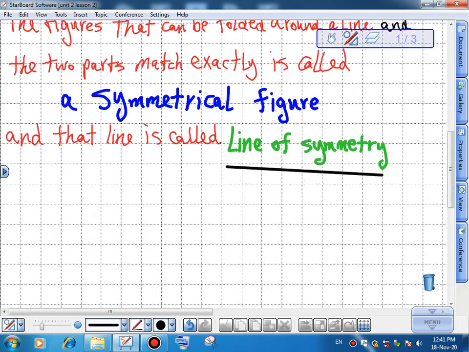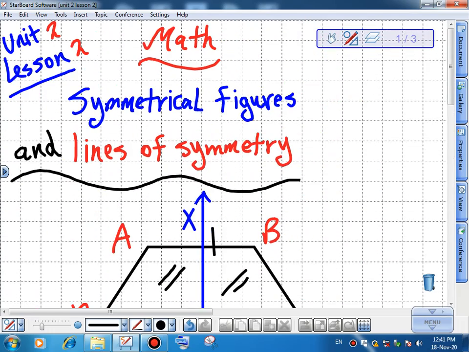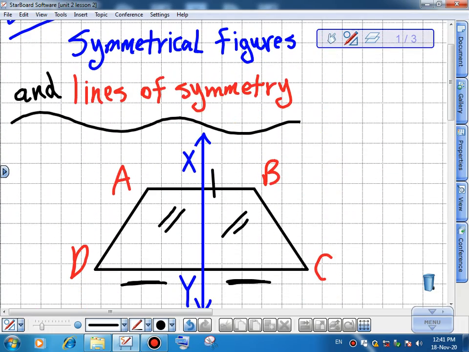So if we take a polygon like this and cut it into two equal parts, this polygon is called a symmetrical figure, and the line that we cut it with is called the line of symmetry.